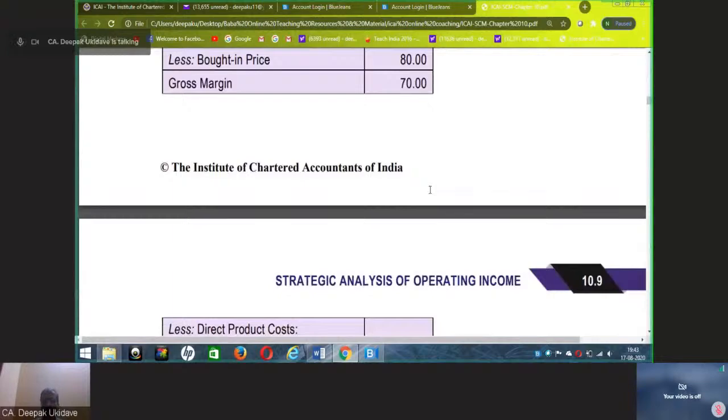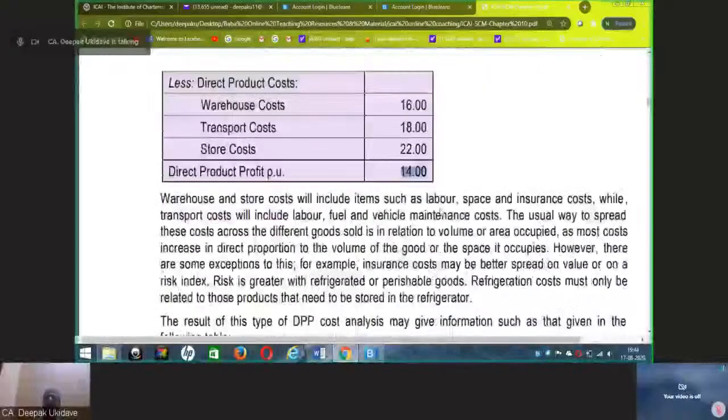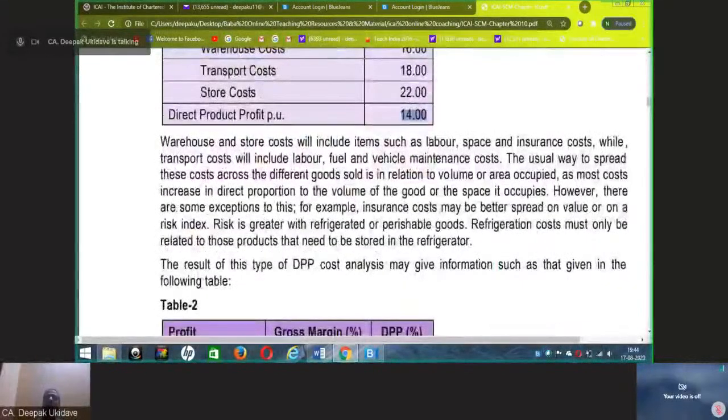Now here there is some additional information given. Warehousing and storage cost will include labor, space and insurance cost. When we talk about warehouse and storage cost, you have to appoint a godown keeper, you have to do maintenance and upkeep of the godown or warehouse, you have to take an insurance policy on that warehouse and incur the insurance premium, then the rent, if the godown is taken on rent. So many costs you have to incur on maintaining a storage space. All these costs now will get tracked down at the product level when you do direct product profitability analysis.